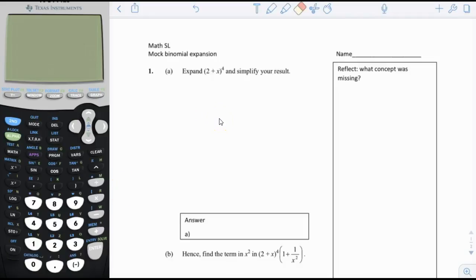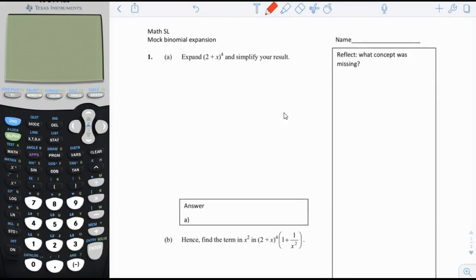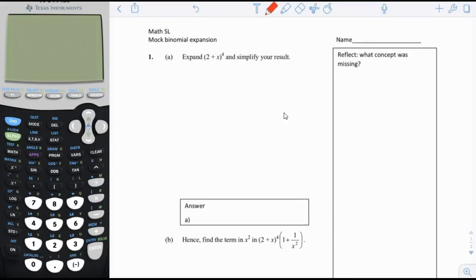This is the solution for the mock exam for binomial expansion. First of all, we have: expand (2 plus x) to the fourth and simplify your result. This should be very easy for you. And let's see, I'm going to start with my technique where I draw 3 boxes for each one of the terms.